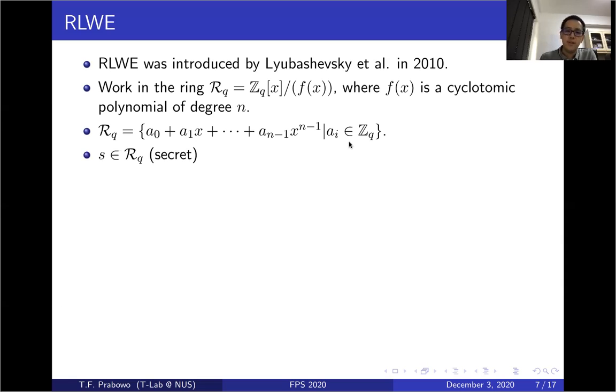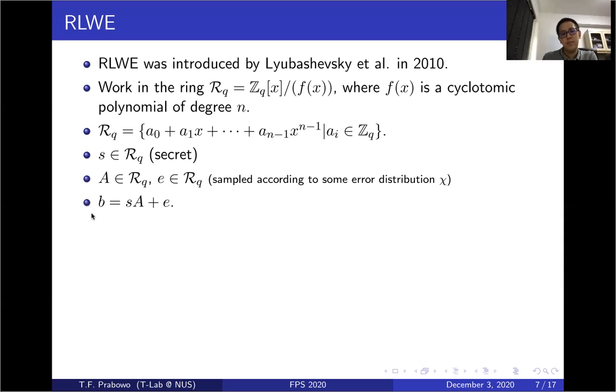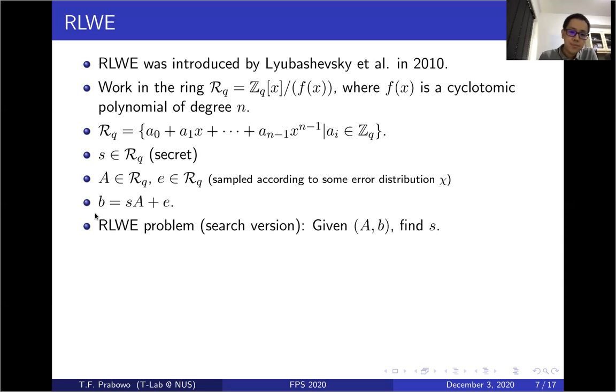It's very similar to LWE. We also have a secret S. S is no longer a vector. Now it's a polynomial. A and E are also polynomials now. And we still have the same equation, B equals SA plus E. The problem is also the same. Given A and B, can you find S? Can you learn information about the secret S in the presence of the error E?